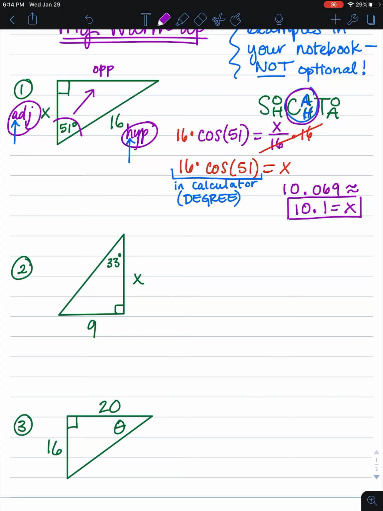All right, so step 1, label the triangle. This is 33, so that's my reference angle. That means the opposite is going to be 9. Okay, the adjacent is the other leg, and the hypotenuse is over here. So we need to ask ourselves, what side am I given? And that's going to be 9. And then, what side am I trying to find, which is adjacent? All right, now that I have circled both of those, I'm going to go back to my SOHCAHTOA.